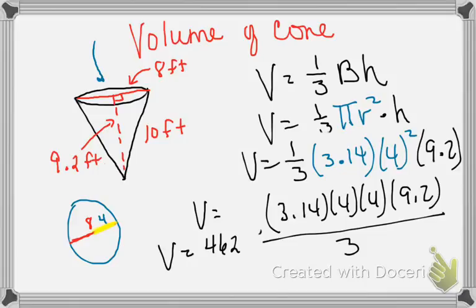And when I do, I get 462.1. It was 462.08, but I'm rounding. And we're going to divide the whole thing by 3, because we're taking 1/3 of it. So when I divide the whole thing by 3, my answer comes out to be 154.07. All right, so I'm going to clean this up a little bit so we can see it.